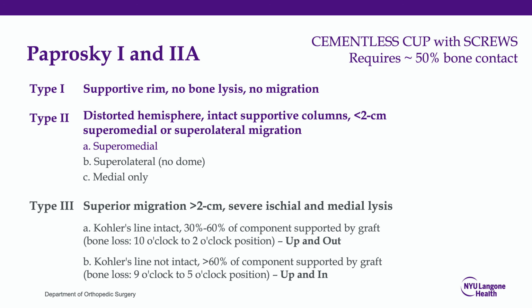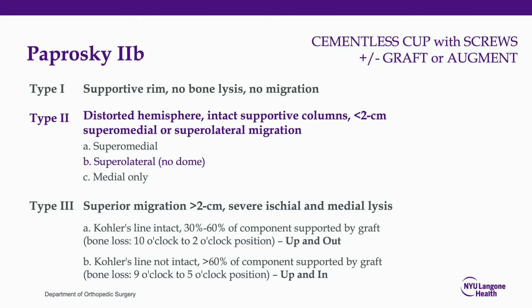So the simpler Paprosky 1 and 2A cases will have a supportive rim, no bone lysis or no migration, or with the 2As they may have a little superomedial or superolateral migration, but you've really got intact columns. And so going back to that first slide, we had good anterior superior and posterior inferior bone, so a cementless cup with screws is going to be fine, and that only requires about 50% bone contact.